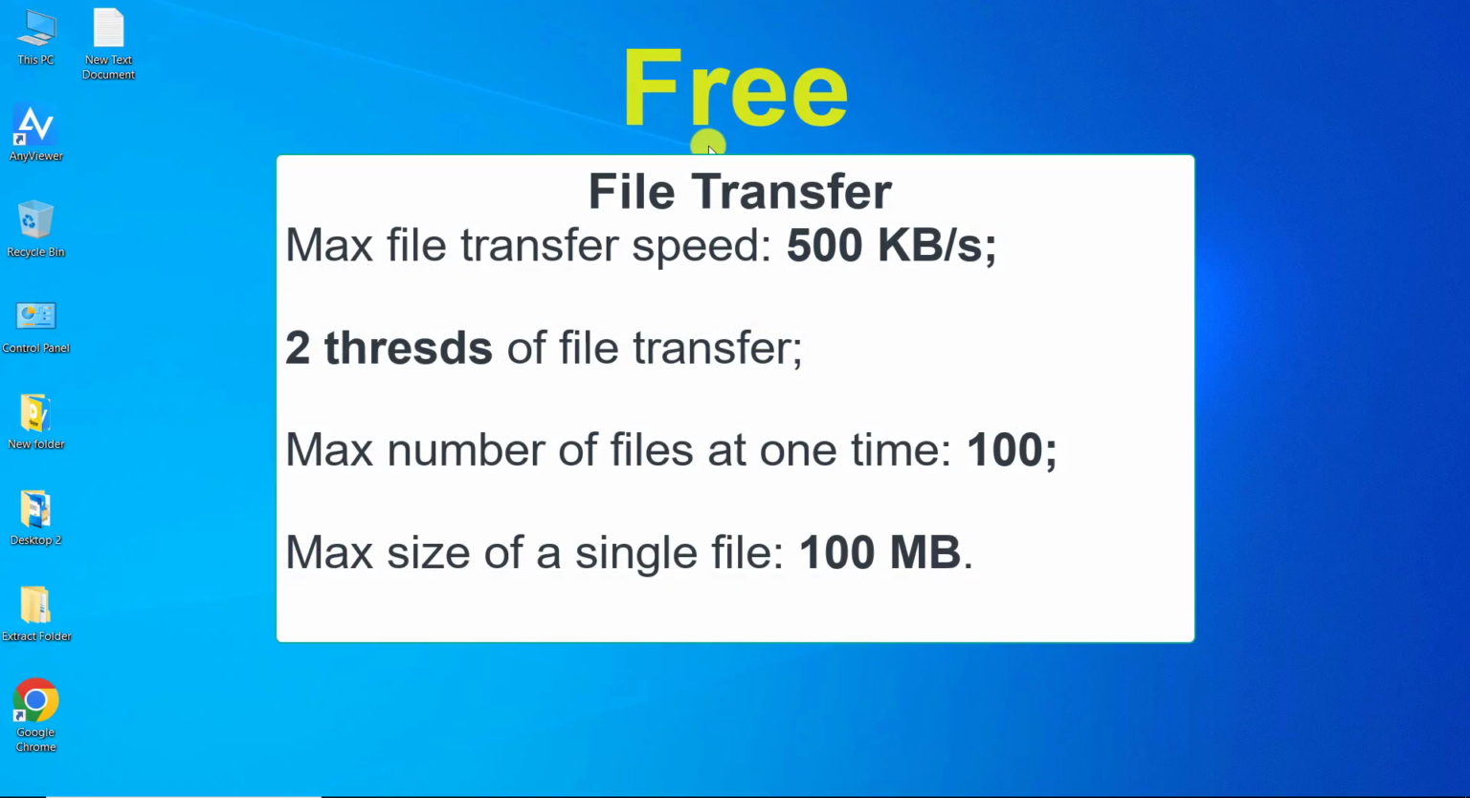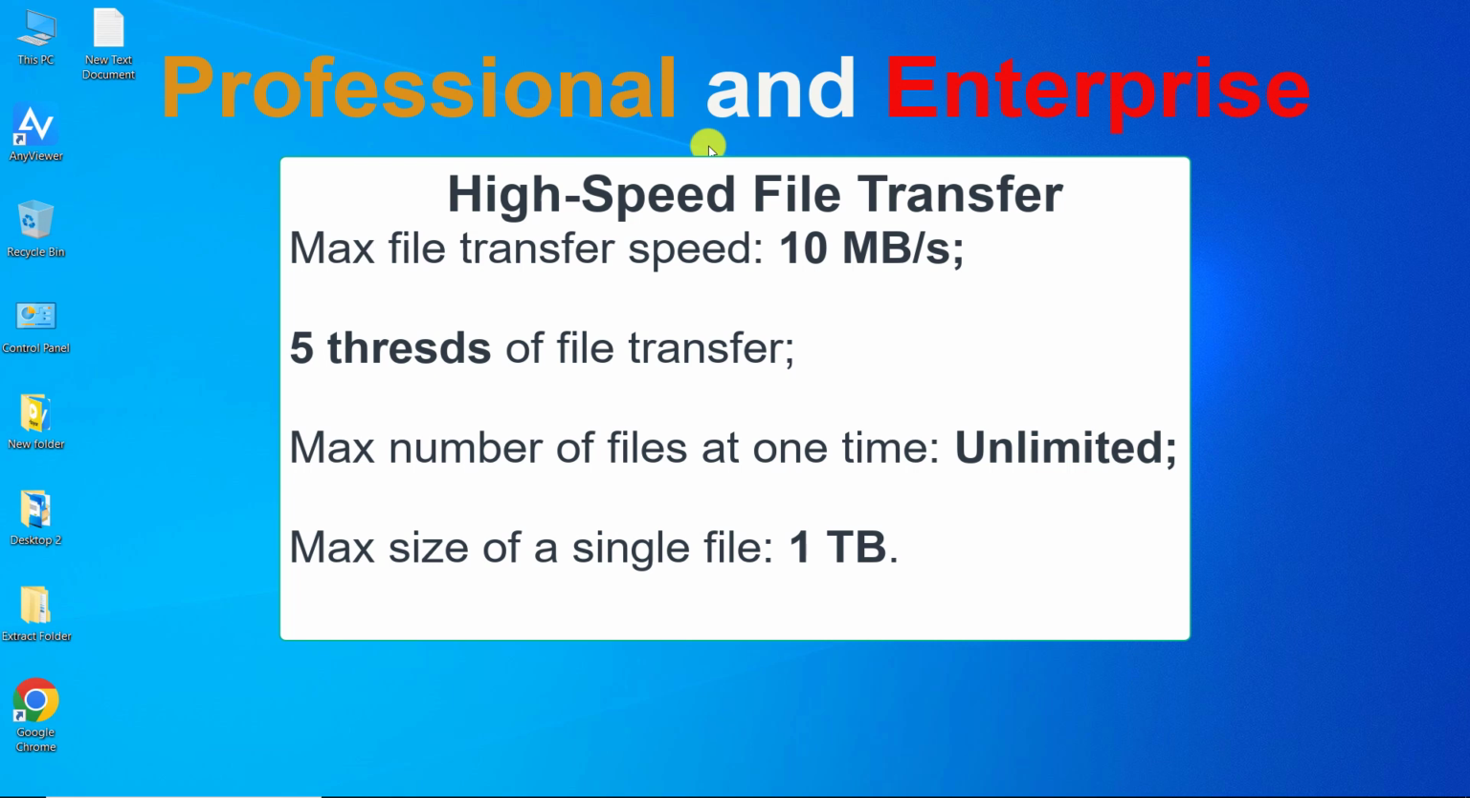Note that in the free plan, the size of each file for transfer can be a maximum of 100 megabytes and the maximum transfer speed is 500 kilobytes per second, while in the professional and enterprise plans, the size of each file for transfer can be a maximum of 1 terabyte and the maximum transfer speed is 10 megabytes per second.